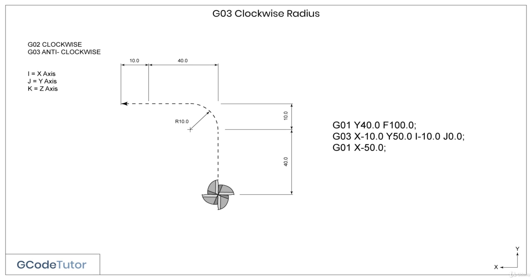To machine in a counterclockwise motion, we use G03 instead of G02. Everything else remains the same.